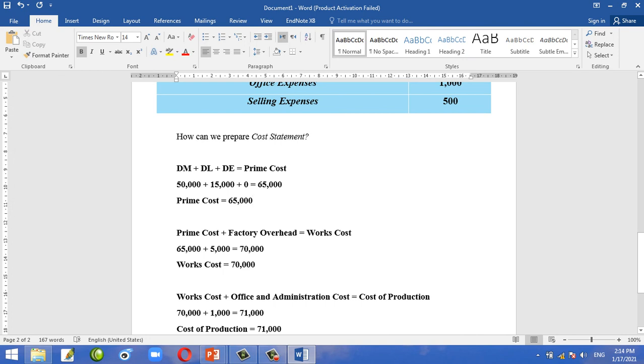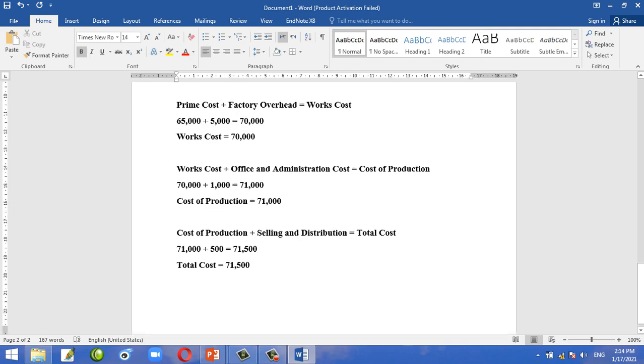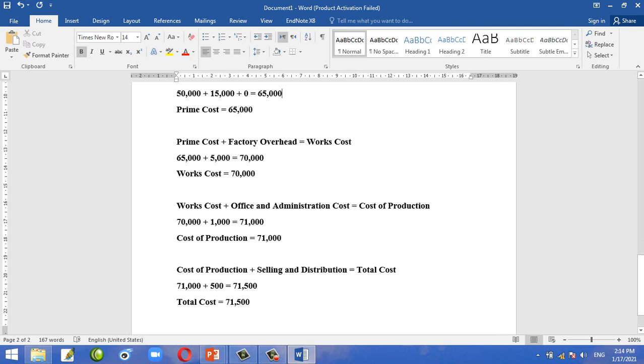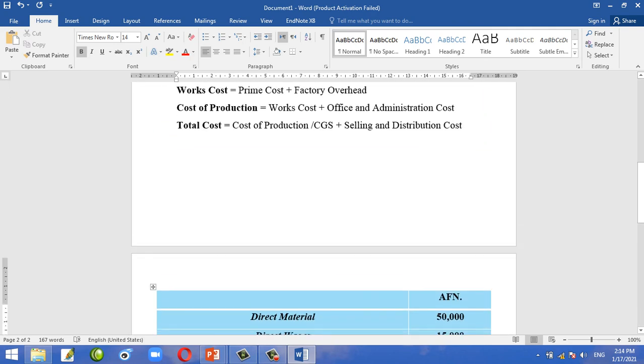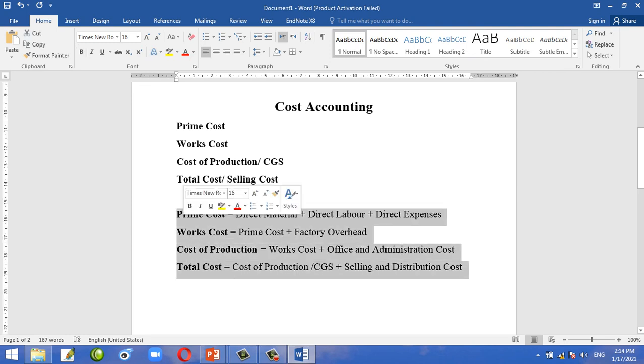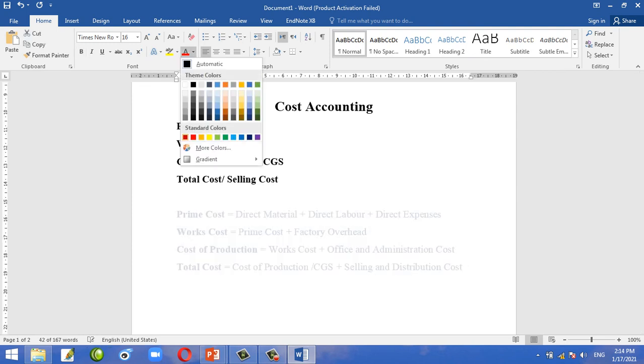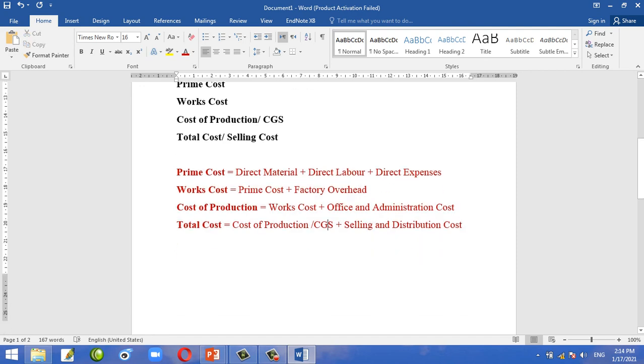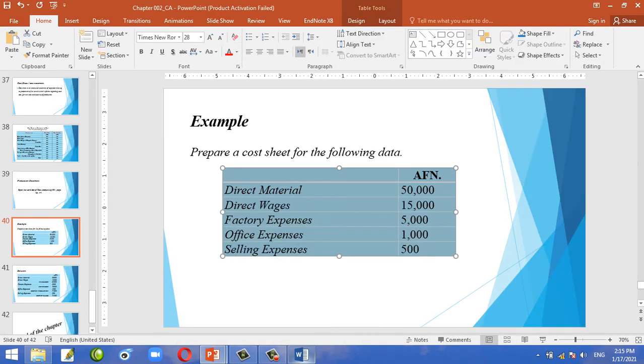Generally, how can we prepare a cost statement? We can prepare it like this. We are following the above formula. Based on this formula, we are preparing the cost statement. So this was the lecture.